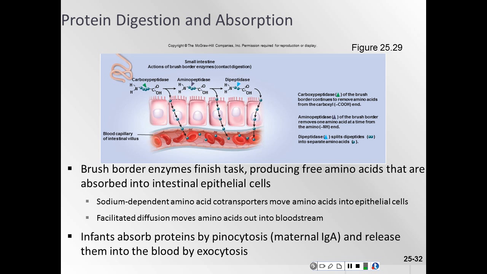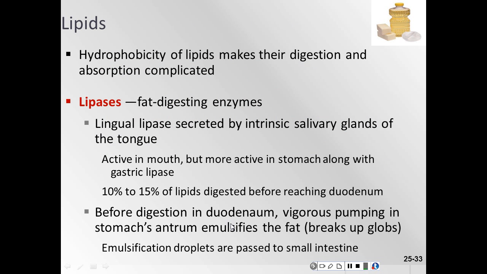Now the ability of the intestines to pinocytose protein declines but never completely ceases. Now the hydrophobic quality of lipids makes their digestion and absorption more complicated than that of the carbohydrates and the proteins. Fats are digested by enzymes called lipases, or lipase. Please remember that. You will see that word again.